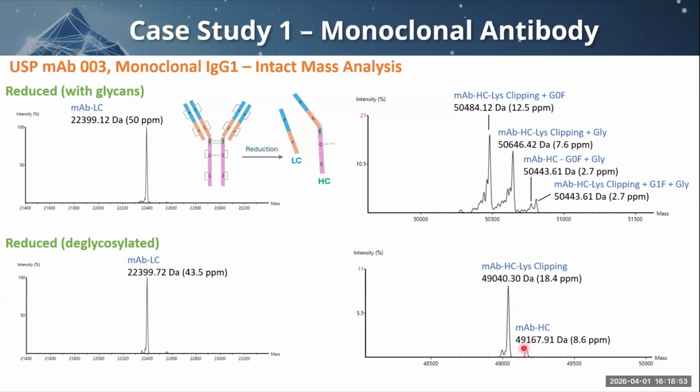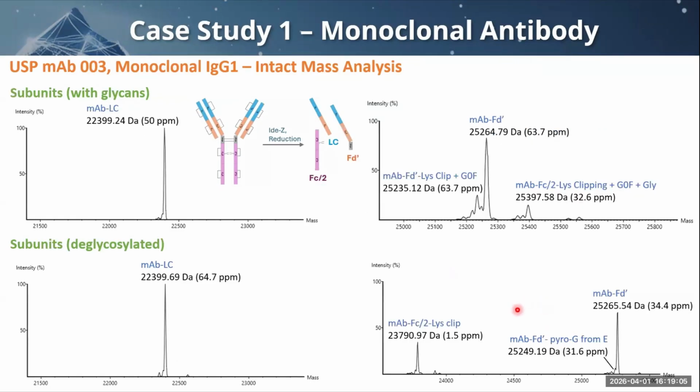The heavy chain is deglycosylated since there are no glycans detected. And so once again, at the reduced level, species detected is comparable to what is published. At the subunit level now, we've treated our molecule with IdeS to cleave the hinge region, and then we reduce to obtain our 3 subunits here.